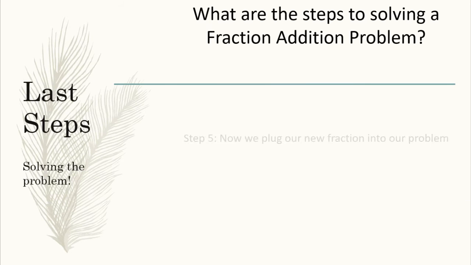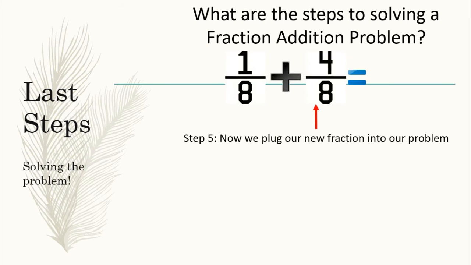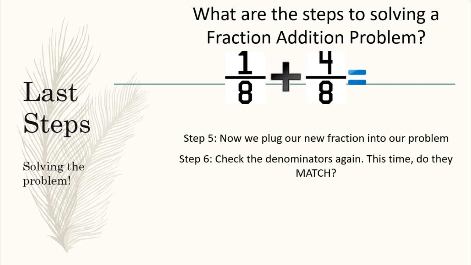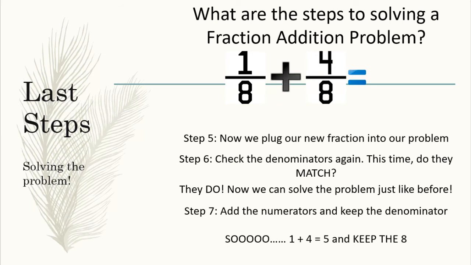So now this makes it so we can actually have matching denominators. So let's get to the last steps. Now we plug our new fraction into the problem. We get rid of what we had before. We get rid of that 1/2. We put the 4/8 in there. Now we check the denominators again. This time, do they match? Well, yeah, this time they do. So now we can just solve the problem like we did in our last video when we learned how to do addition of fractions. Add the numerators, keep the denominator. So 1 plus 4 is 5, keep the 8. The answer is 5/8.